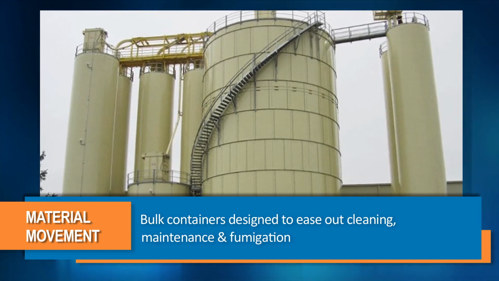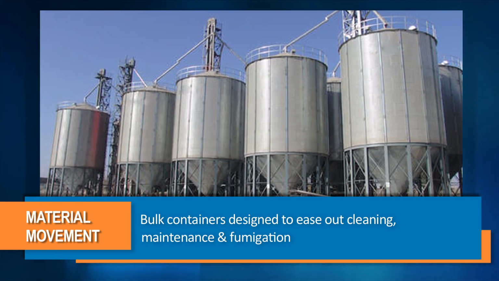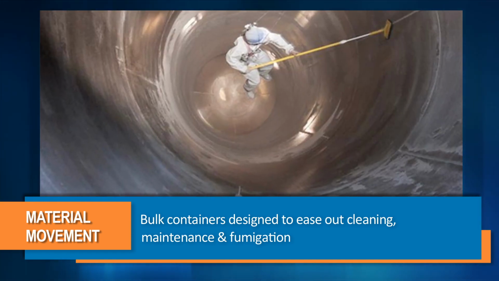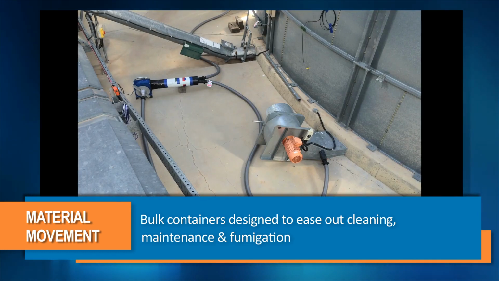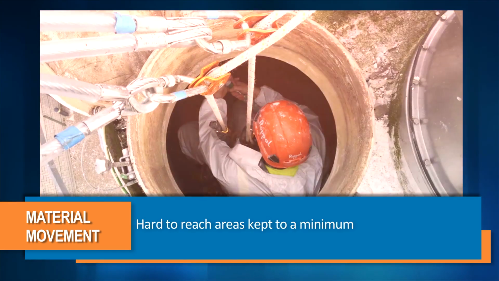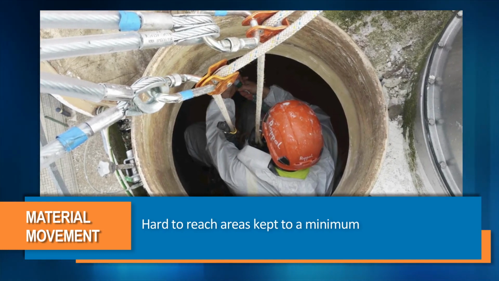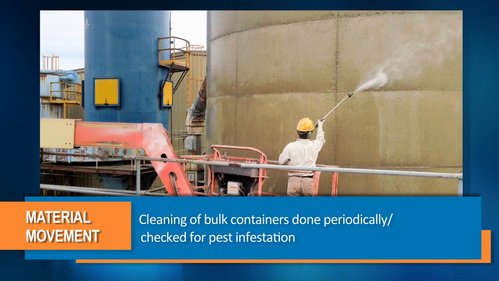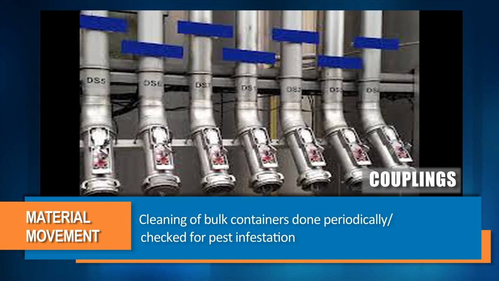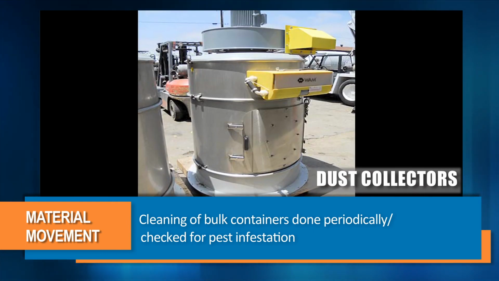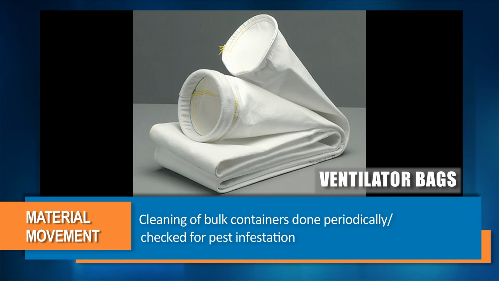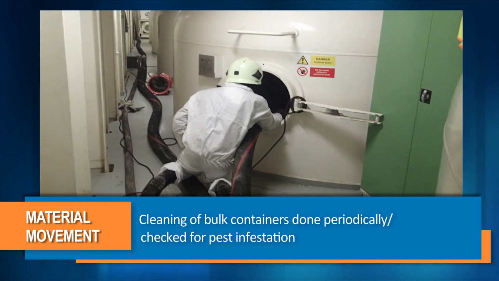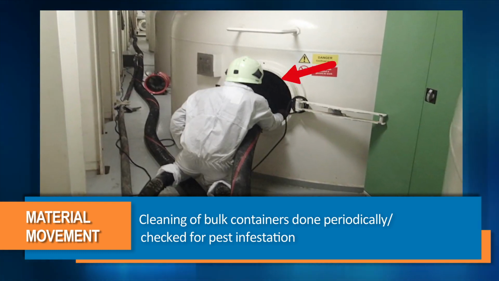Bulk containers for storing raw material and final products shall be designed in such a way to ease out cleaning, maintenance, and fumigation process. Hard to reach areas should be kept to a minimum. Adequate cleaning of bulk containers and its parts such as couplings, dust collectors, ventilator bags should be done periodically and checked for any pest infestation activity.